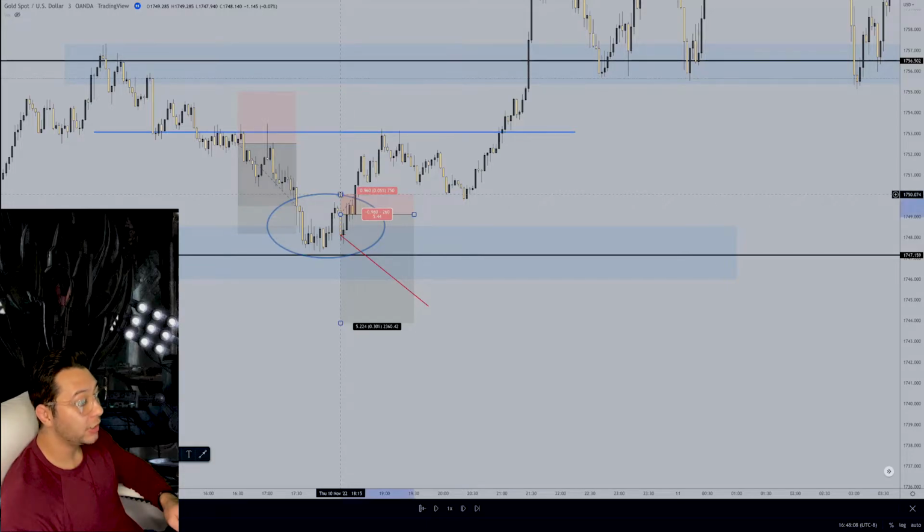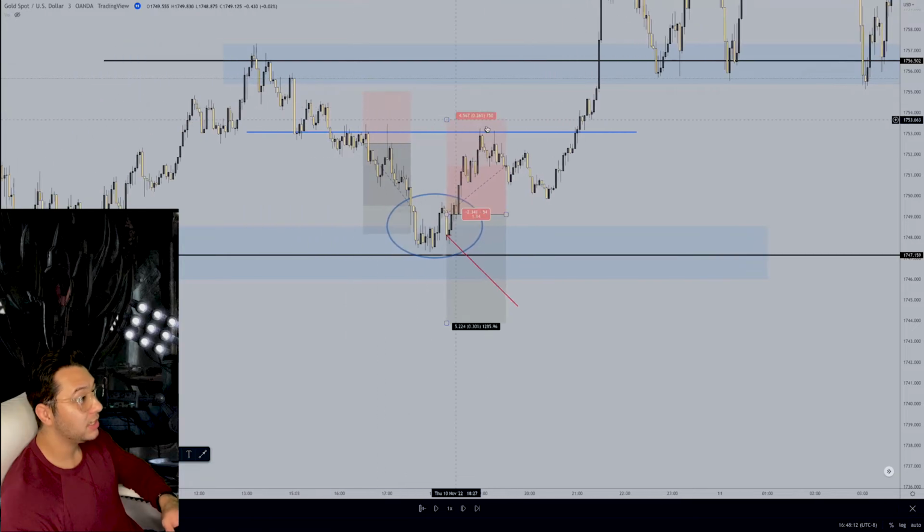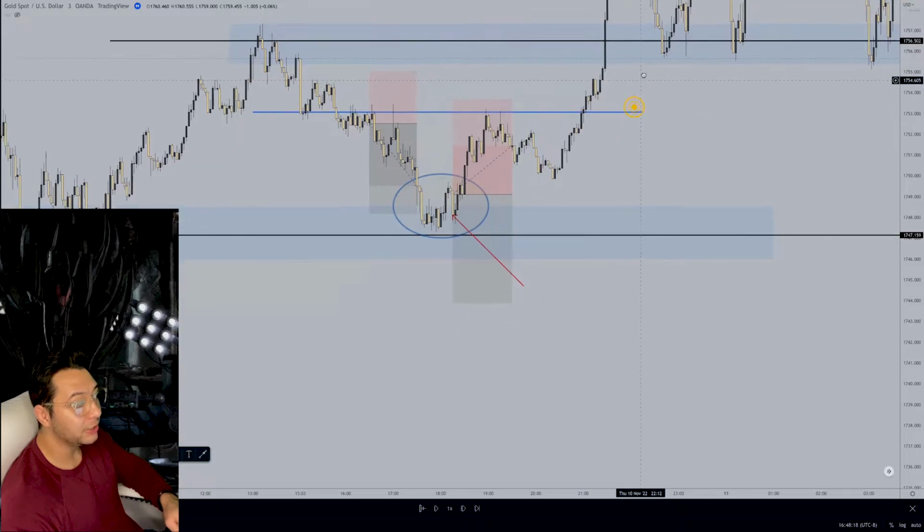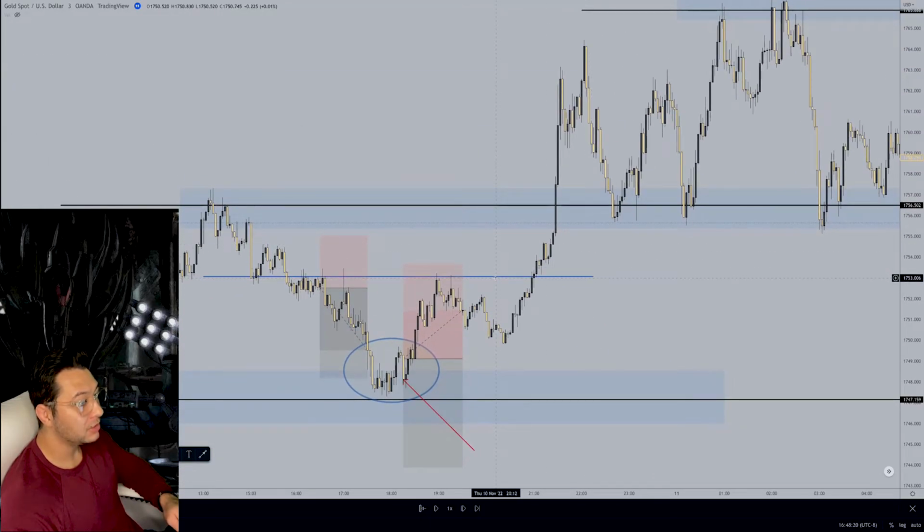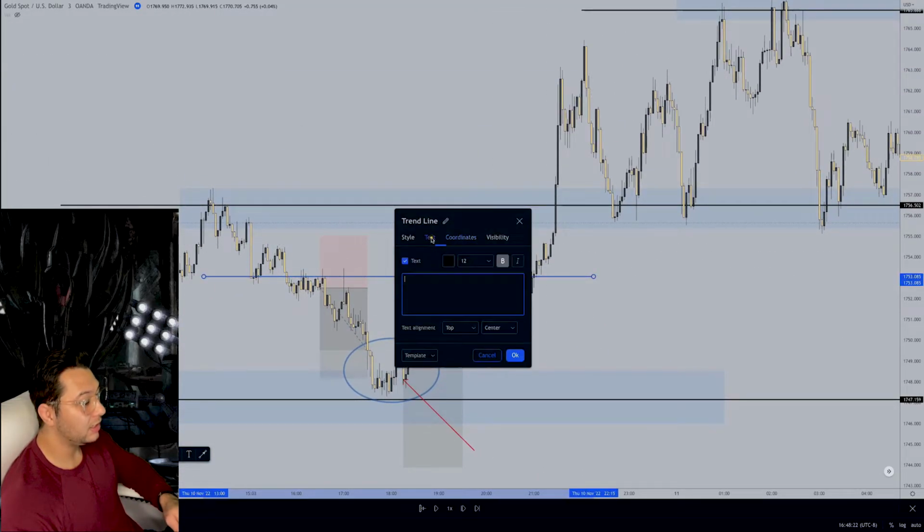There's other traders who had their stop losses above the previous high, a wider stop loss, because they know that this is the previous point of structure, and if this point breaks right here, then it's going to continue higher. Okay, so I'm going to make this line, I'm going to add some text on it. This would be called a smart money concept trap.